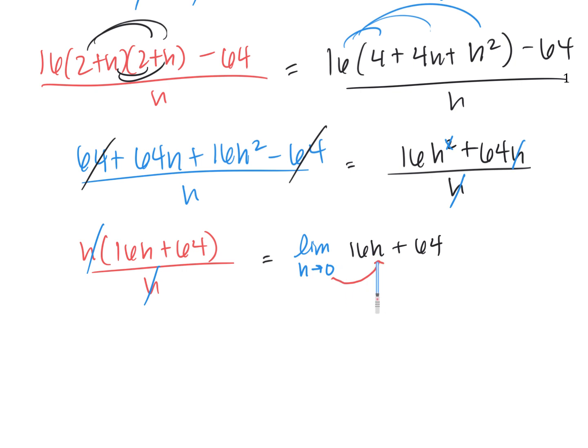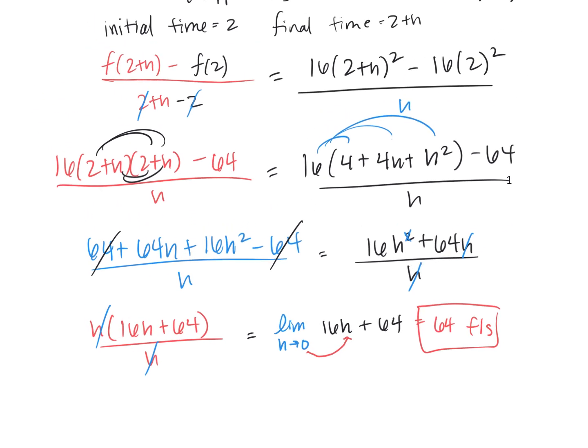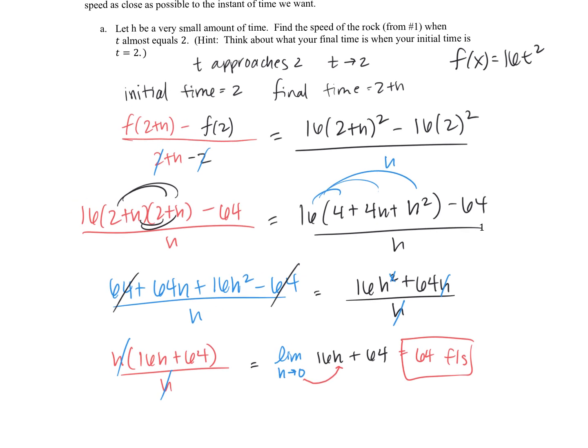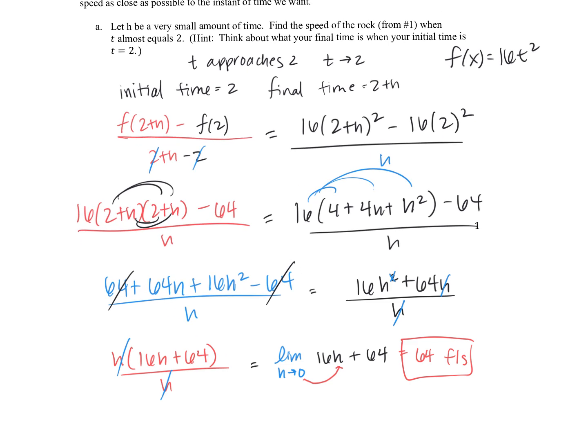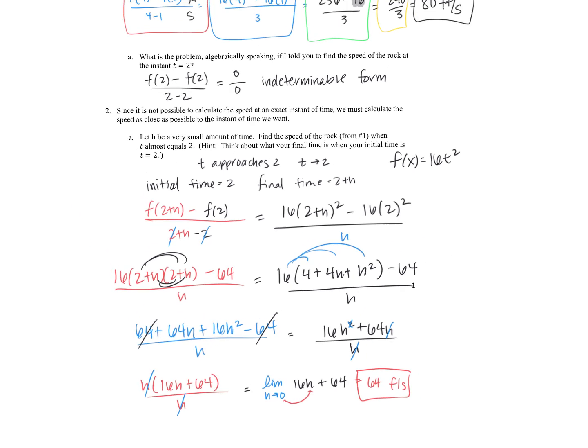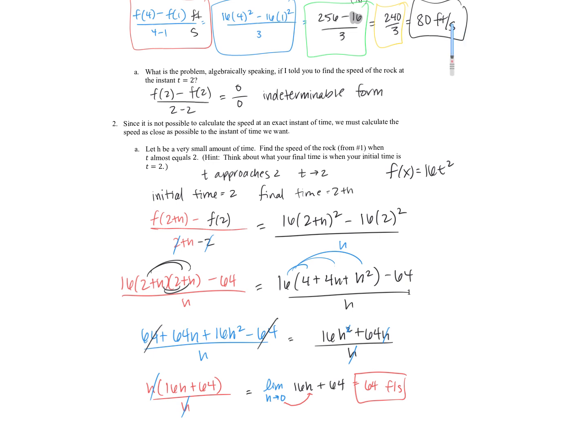What's 16 times 0? 0. 0 plus 64? 64 feet per second would be the speed of that item dropping at that one moment in time. We said between 1 and 4 seconds, the speed was 80 feet per second. And I'll give you a demonstration of that.